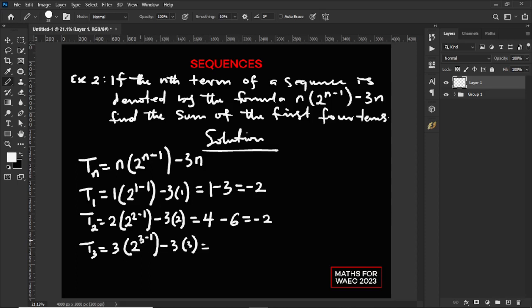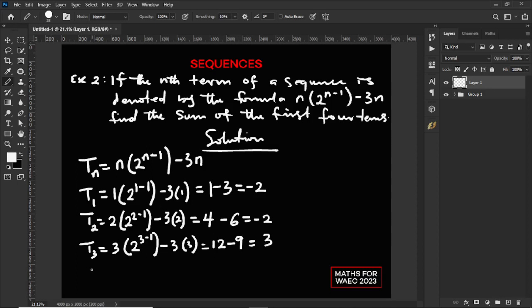4 times 3 is 12. So we have 12 minus 3 times 3, which is 9. So 12 minus 9 is 3. So our result is 3 there.